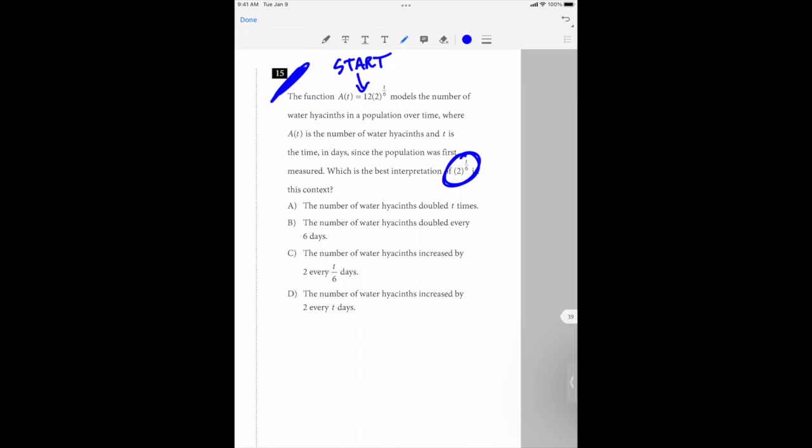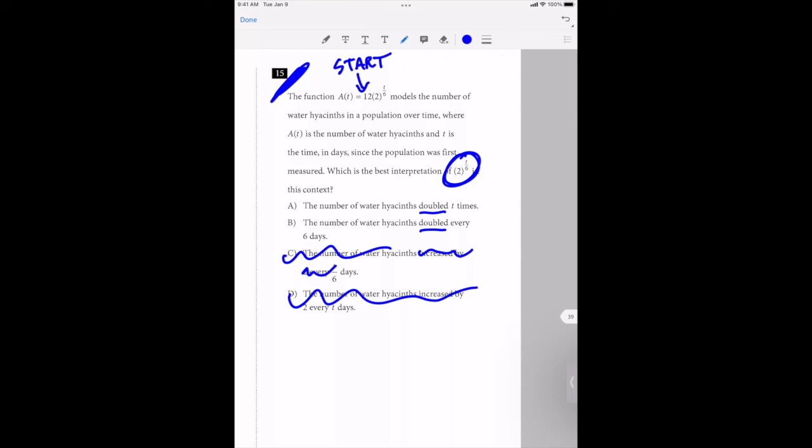What is the 2 going to do? The 2 is going to keep doubling that 12 a whole bunch of times. In fact, as frequently as the exponent tells us to do it. So the 2 is sort of a word that means I'm going to double things a bunch. That is actually going to let me start to eliminate some of my wrong answers. It's not going to be C or D, which mention increasing by 2. That's not right. It's going to be either A or B, which both mention doubling.